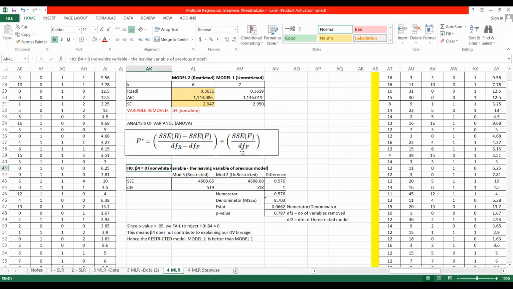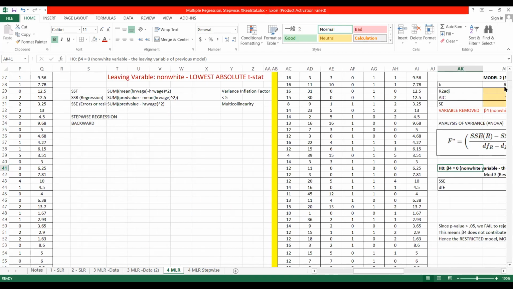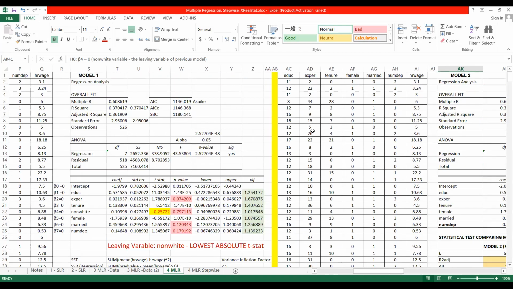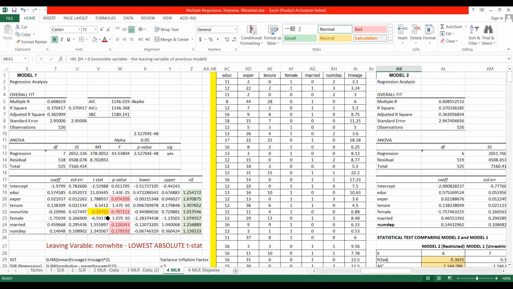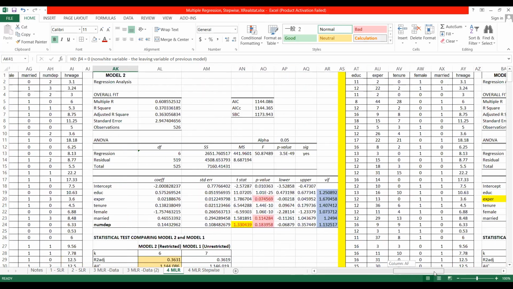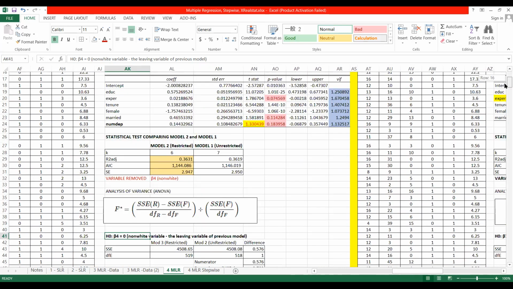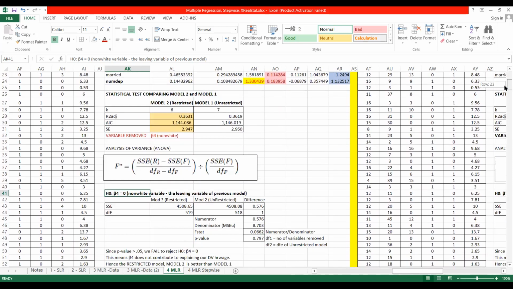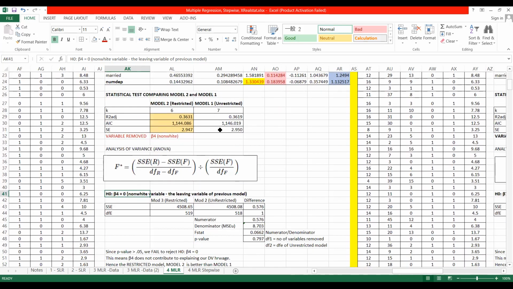So what we did here, guys, our null hypothesis in this ANOVA is beta 4, the non-white, is equal to 0. In other words, we want to know whether beta 4, the one we removed, non-white, is really significant. We did a regression and removed non-white. We would like to test if B4 is really significant, or is it really just equal to 0? Because if it's equal to 0, then it's right that we removed it. The restricted model is correct.